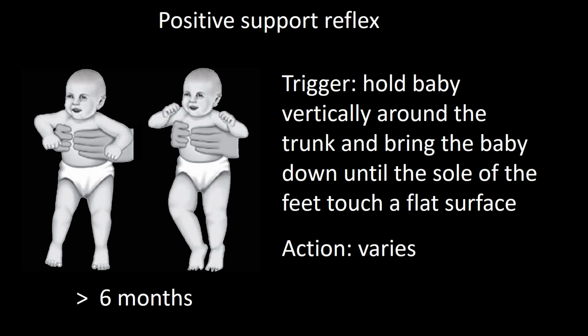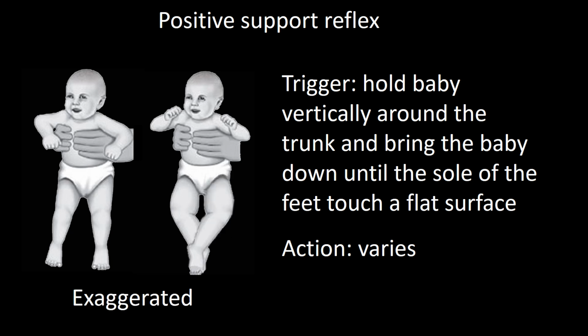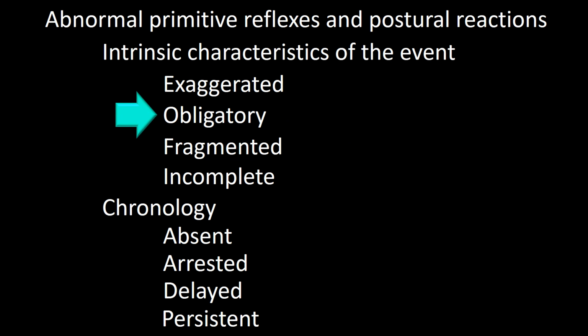After 6 months, the position will be similar, but the rigidity will be gone because the activity will now be integrated to volitional activity. When this reflex is exaggerated, we find a stiff scissoring of the lower extremity. An obligatory reflex refers to a response that cannot be interrupted by a second maneuver.